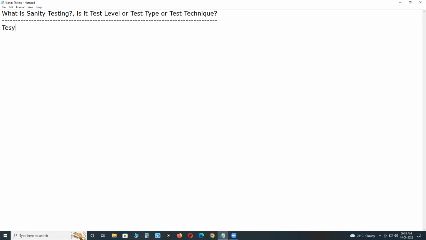In software testing, sanity testing is an important concept. But sanity testing is not a test level. We have four levels of testing: unit testing, integration testing, system testing, and acceptance testing. These are the four levels of software testing. So sanity testing is not a test level.